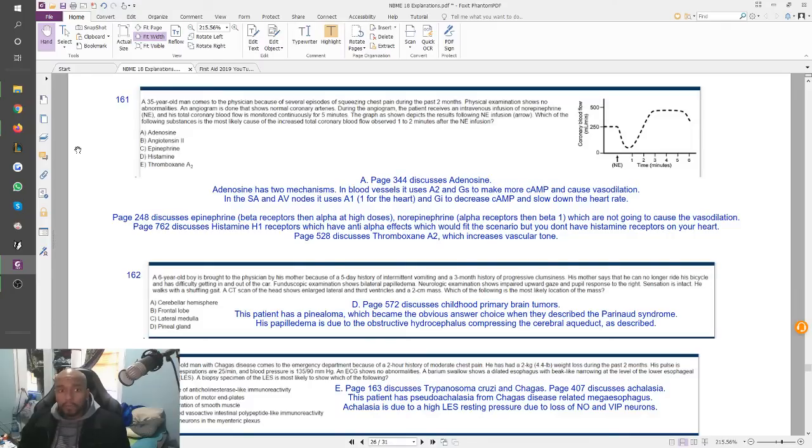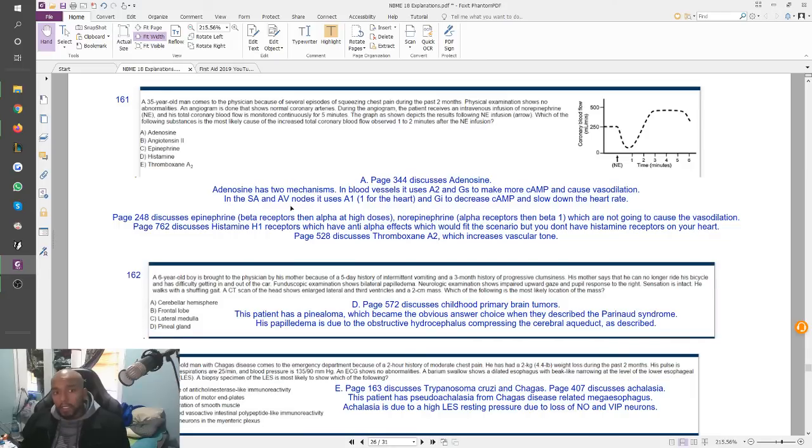Adenosine is very important. Adenosine has two mechanisms. In blood vessels, it uses A2 and GS to make more cyclic AMP and cause vasodilation. Sorry, not alpha-2, it's actually called A2. Not the same thing as the sympathetic alpha-2 and alpha-1. This is actually called the A2 adenosine receptor. So in blood vessels, we have A2 receptors that use GS to make more cyclic AMP and cause vasodilation.